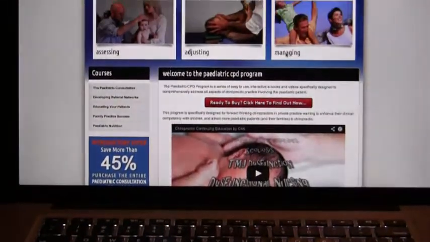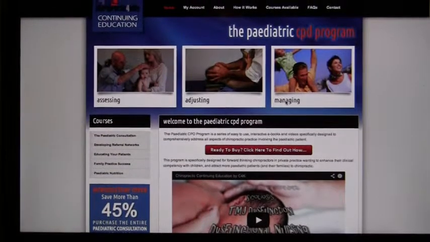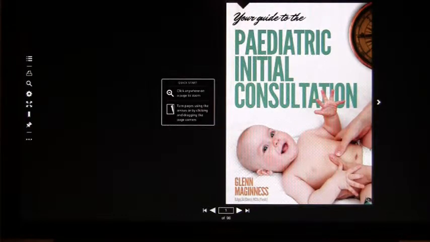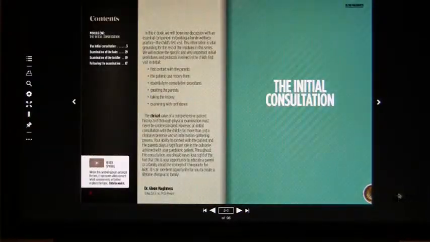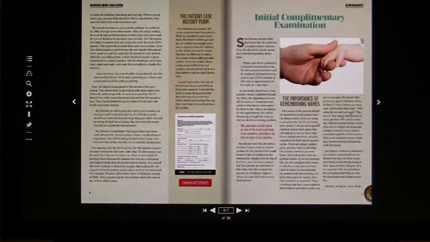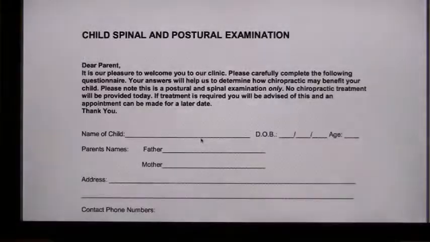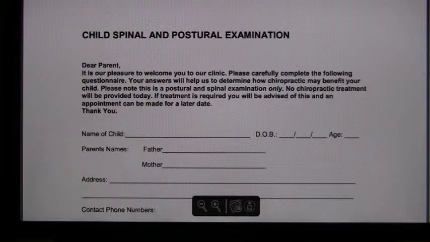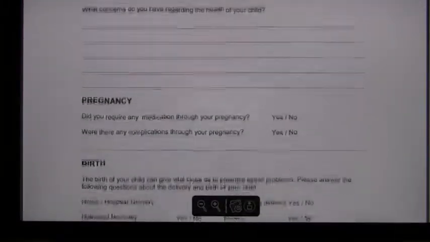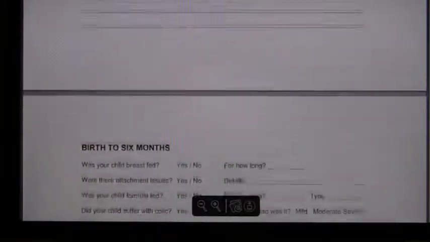Module 1 covers the initial consultation and is presented as a 96-page ebook, which includes over 55 videos, as well as a child patient case history form which you can download to your computer and print on your office stationery. This form collects all of the relevant information you need from the parents, including details of the pregnancy, the birth, the child's medical history, plus so much more.